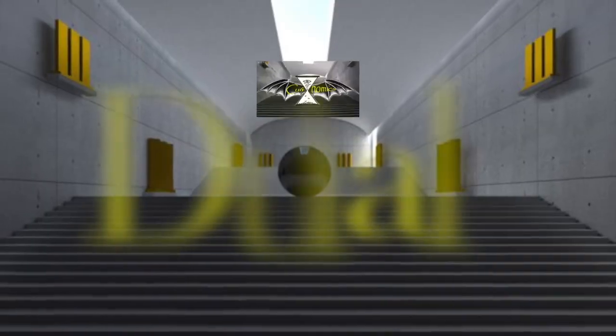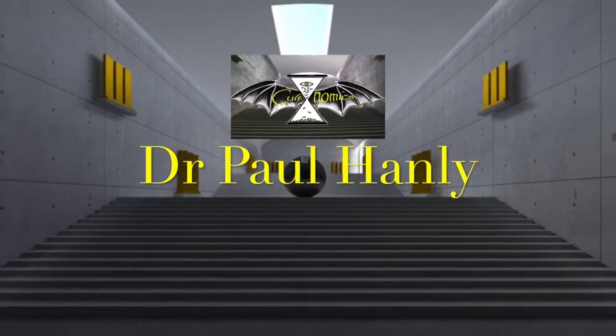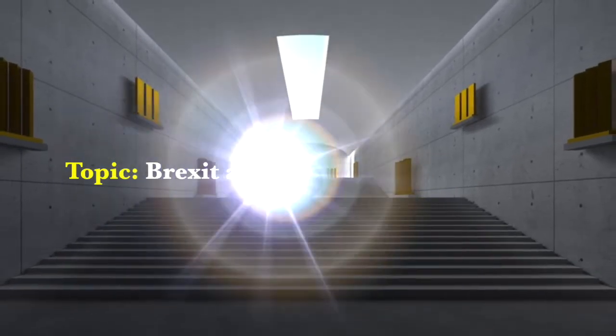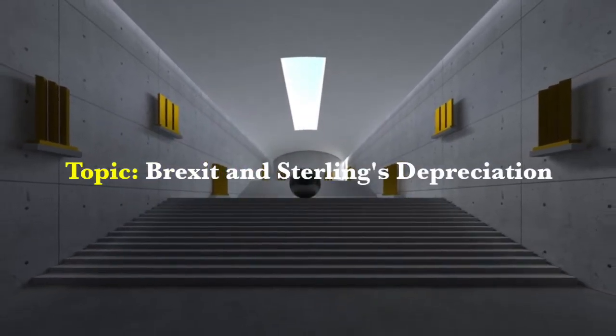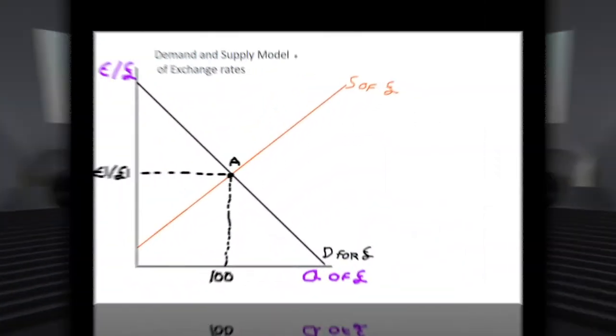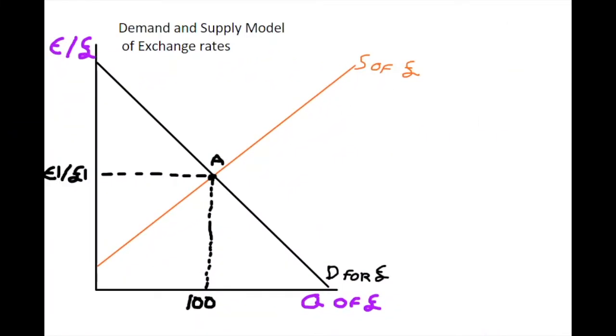My name is Paul Hanley, and today I'm going to be chatting to you about the effects of Brexit on sterling. In this video, we're going to look at the impact of Brexit on sterling. And as before, in the previous video, we look at a demand and supply model of exchange rates in order to do this. The supply curve is upward sloping, the demand curve is downward sloping.